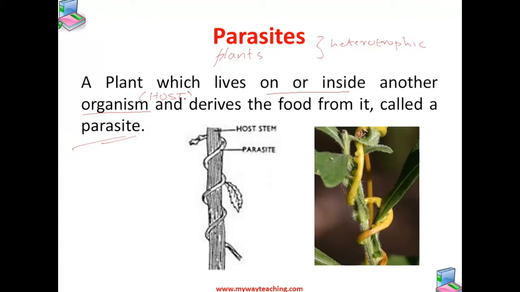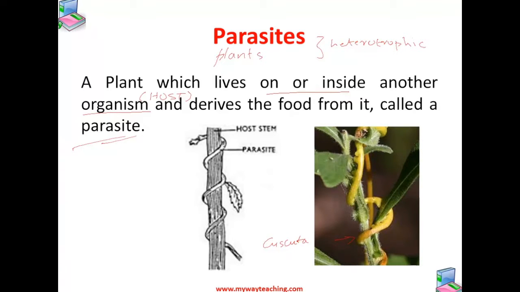And actually, this definition goes for animals also. Sometimes the animals which reside in another organism, which will be called a host, are also called parasitic animals, about which we'll talk later. Here is a picture of a parasitic plant called cuscuta.